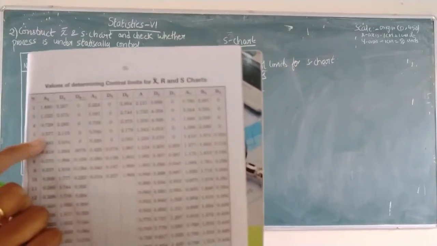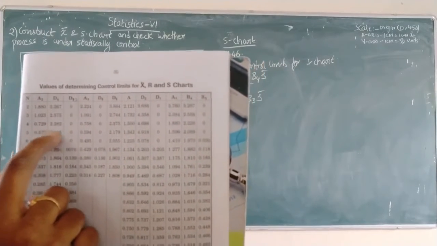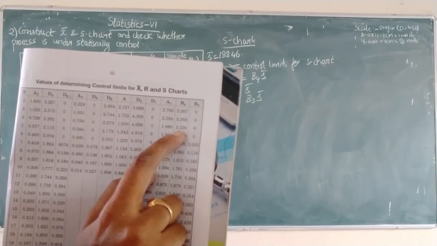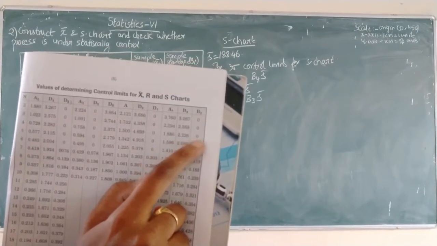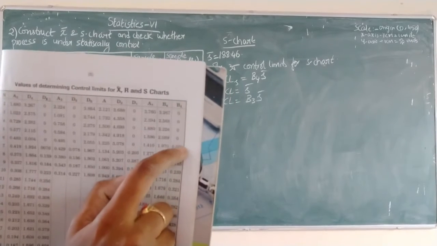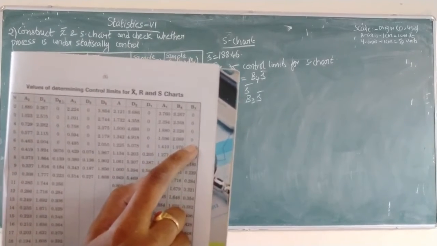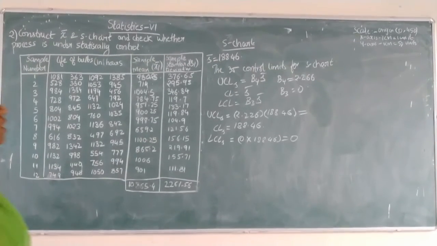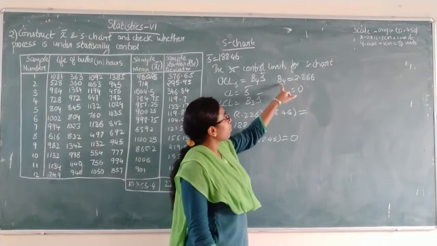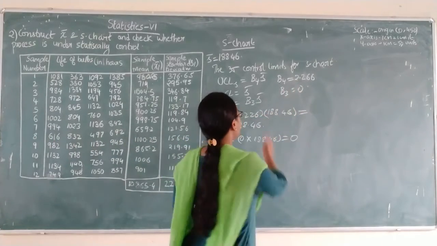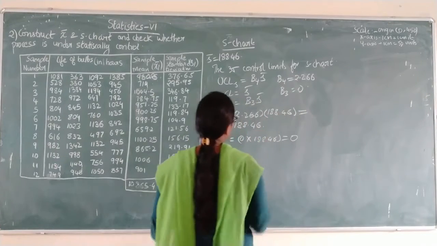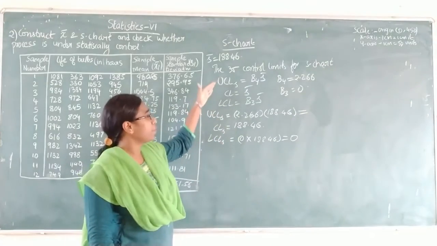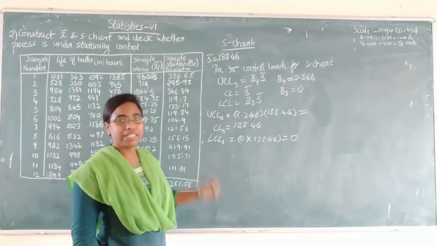So here the sample size is 4 and coming to the B4 value, if you observe here, the B4 value is 2.266 and beside it you have the B3 values also. All are 0. The first 4 values, that is up to sample size n equals 5, the B3 value is 0. So we have seen our B4 and B3 values, B4 as 2.266 and B3 as 0. Substitute the B4 and B3 values in the required UCL, CL and LCL, and we will get the control limits.